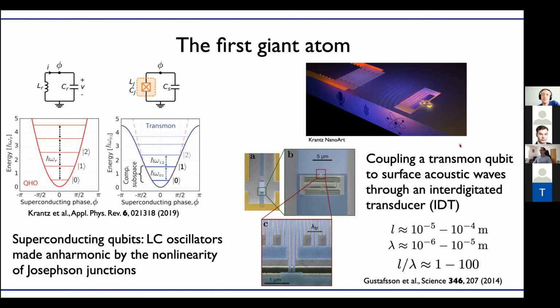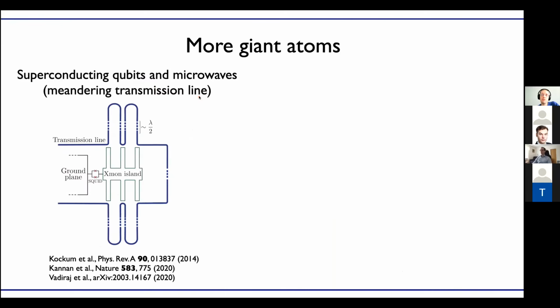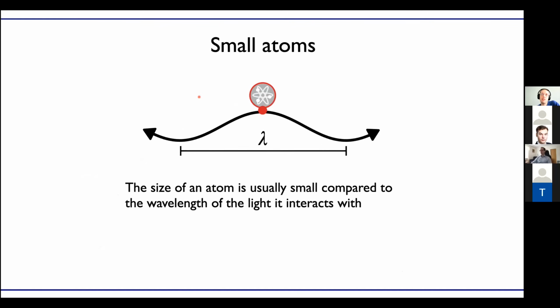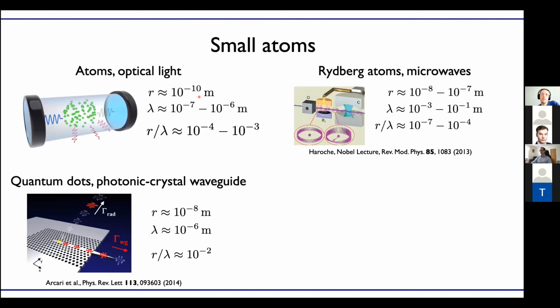And just to understand better, I know a little bit that you could couple your qubit, for instance, to the transmission line, so to an electromagnetic wave, and instead you use surface acoustic waves. Is this just because the wavelength of the surface acoustic wave is larger? Yes. So I will show that next.